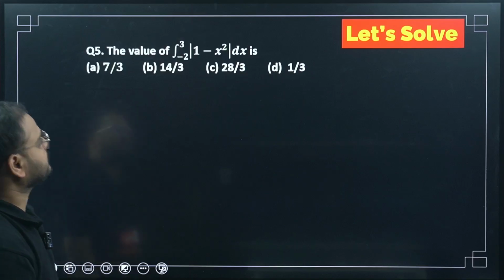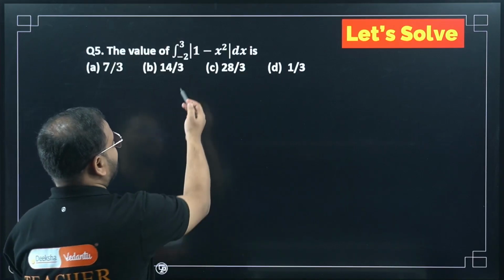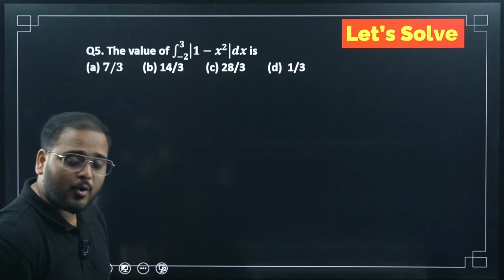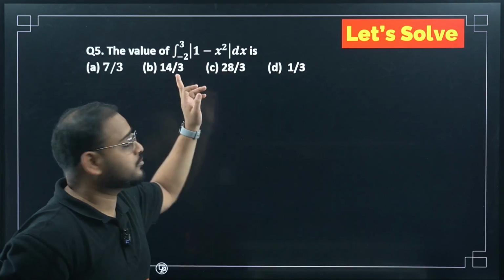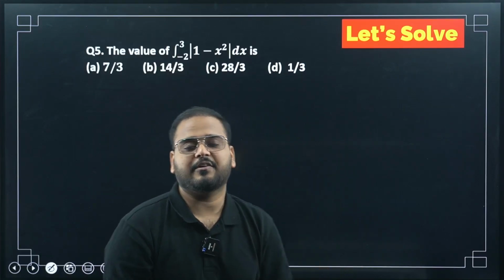Question number 5. All right. So I have to integrate this, 1 minus x square in the mod, from where to where? Minus 2 to 3. So I have to check for what? Critical points, means where the sign is changing for the given function. Please check.